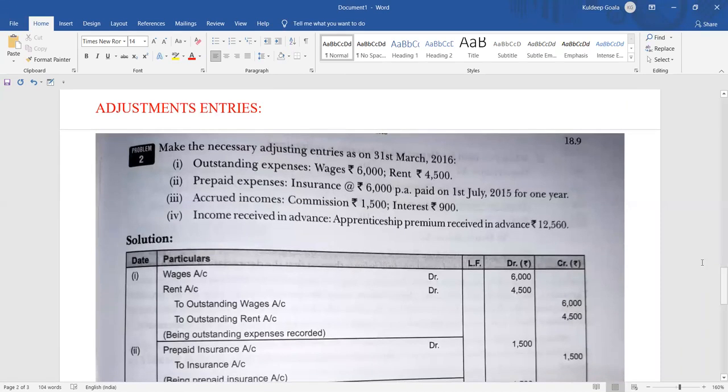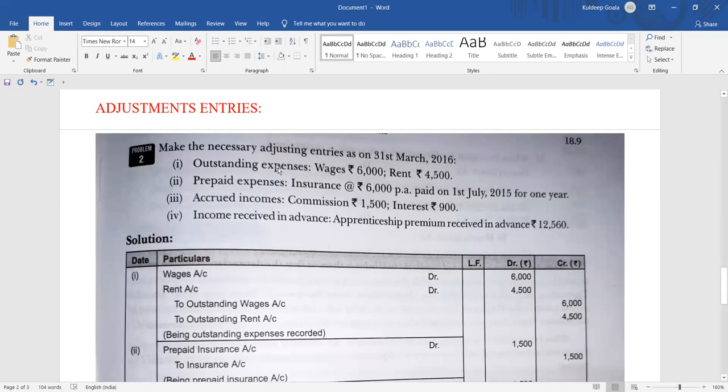The first entry is outstanding expenses. What are the expenses? Wages of 6,000 and rent of 4,500, right? So, this is our adjustment entry we are going to make on wages and rent, which are outstanding. Now, we know the base entry for outstanding expenses. What is that? Expenses account debit to the outstanding expenses.